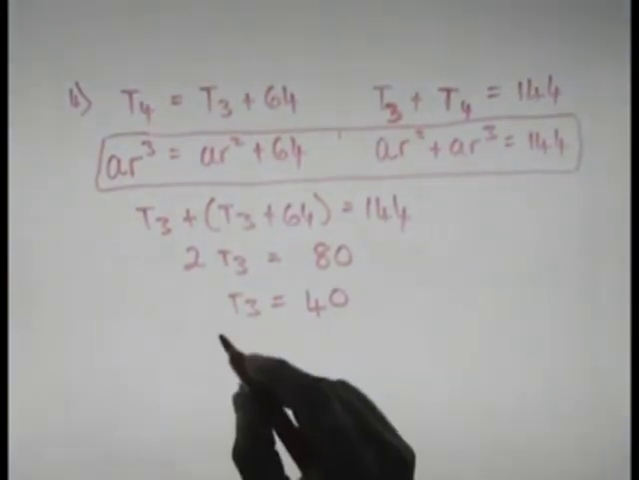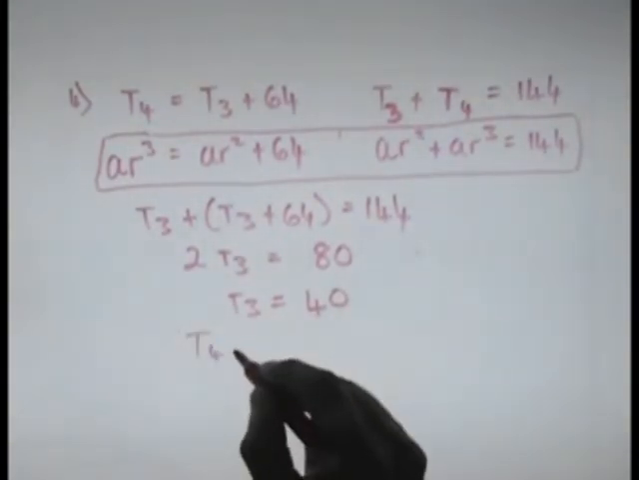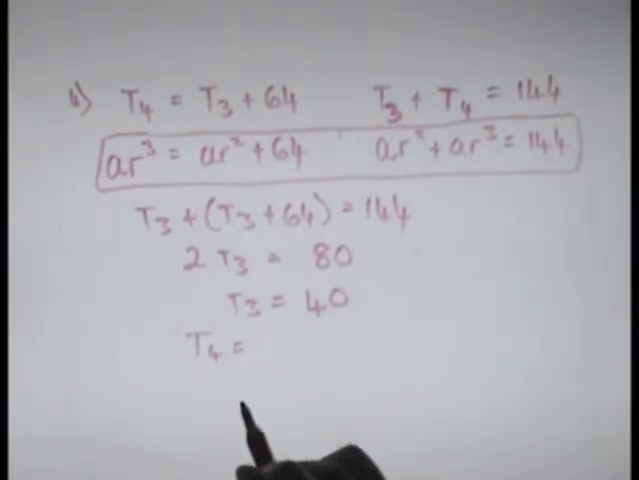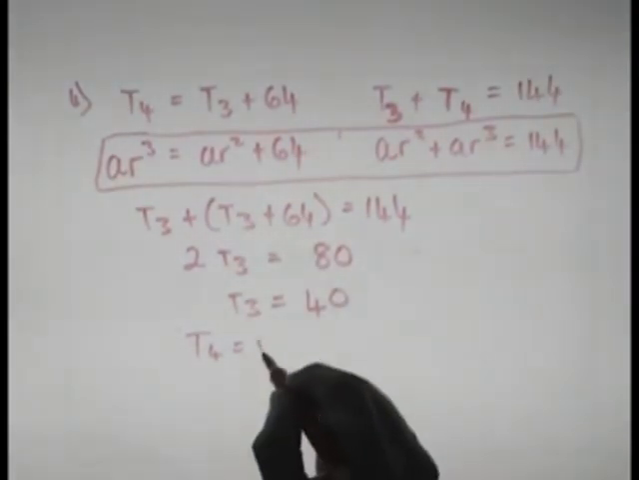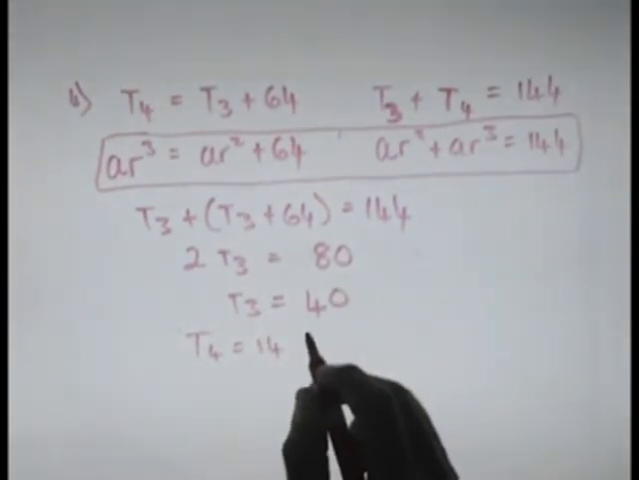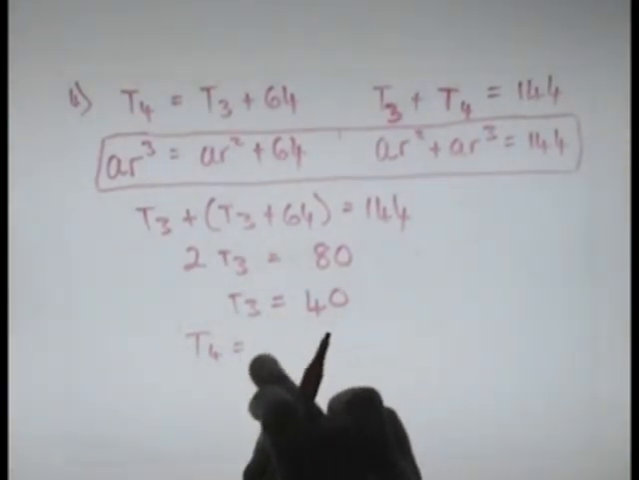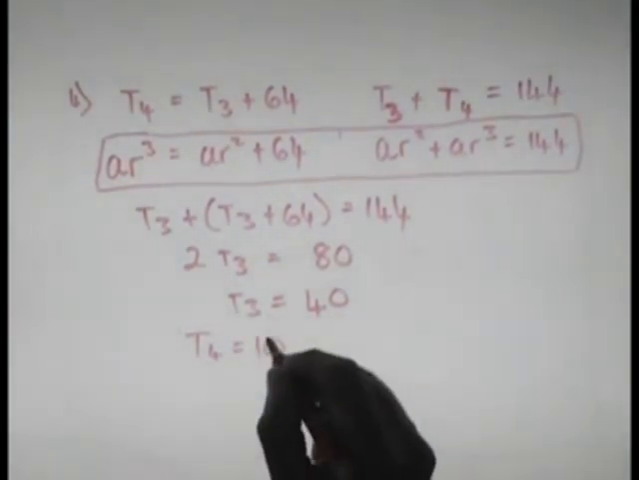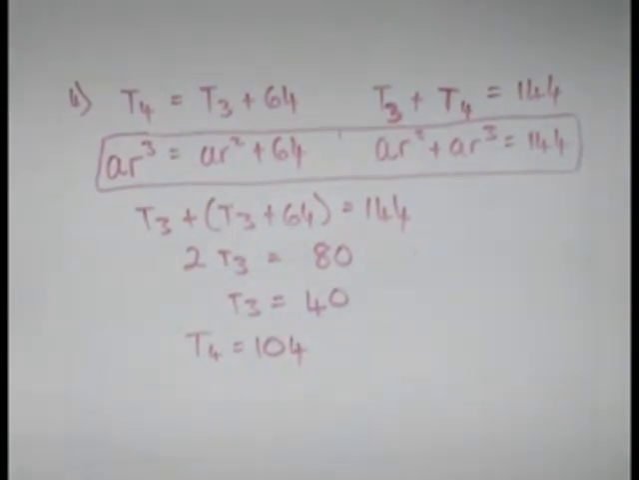Term 3 is equal to 40. That means that term 4 is equal to 40 plus 64, which is equal to 104.